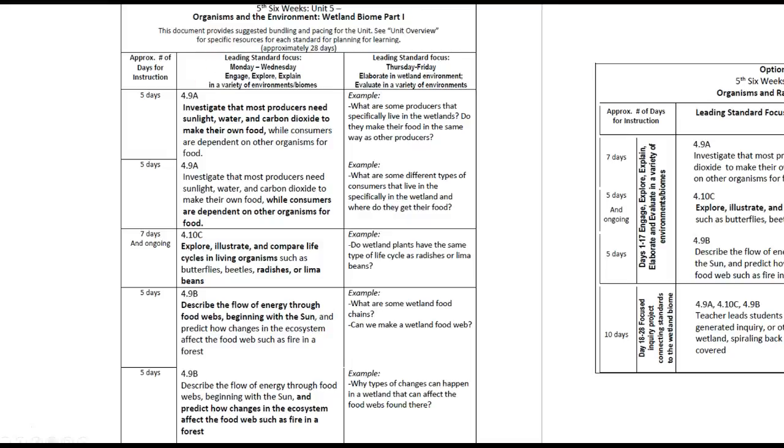So on the day that you would hit the elaborate, you would take a closer look at, well, what are some producers that specifically live in the wetlands? And do they make their food in the same way as other producers? So we're taking almost just like a specialized view or specialized application in the wetland. And then when we assess, we'll use a variety of environments. So you might want to take a moment to pause and just kind of look at the example here, and then we'll go through it a little bit more on the next screen.